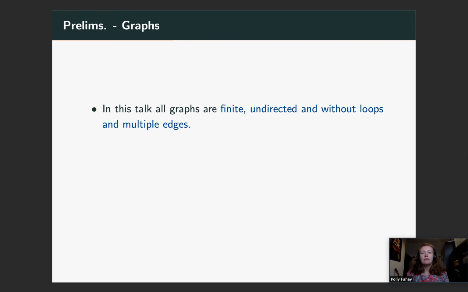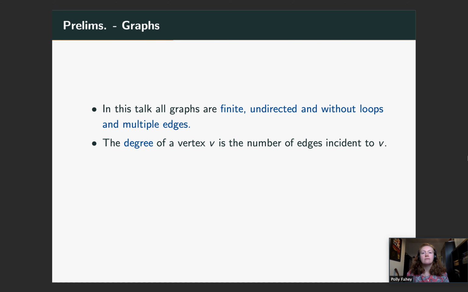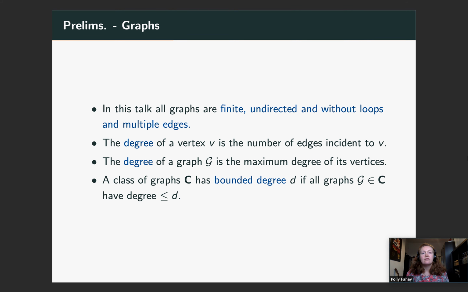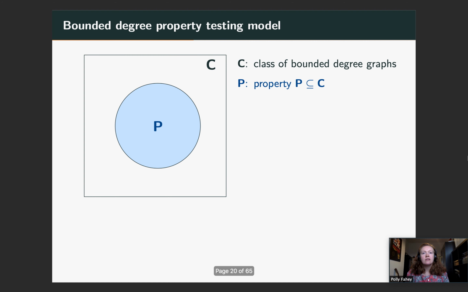So before I formally describe the bounded degree property testing model, let me just note that in this talk all graphs are finite, undirected, and do not have loops and multiple edges. The degree of a vertex is the number of edges incident to it. The degree of a graph is the maximum degree of its vertices. And finally, a class of graphs C has bounded degree D if all graphs in the class C have degree at most D. So let us now define the bounded degree property testing model.